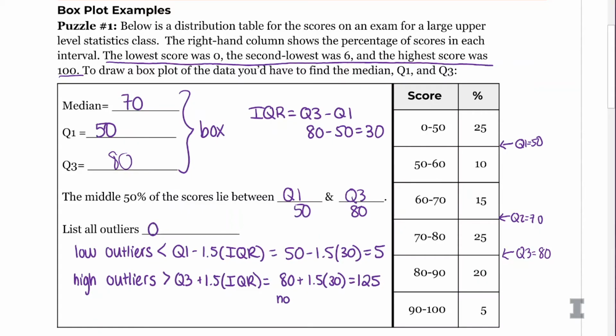It's a really good score. That's a great score, a lot of extra credit. But this exam only went up to 100. So I actually have, I'm going to say no high outliers. And this is all that I need to know to draw my box plot.